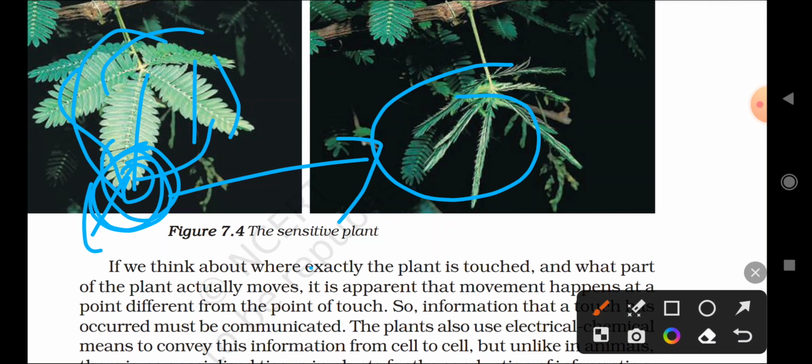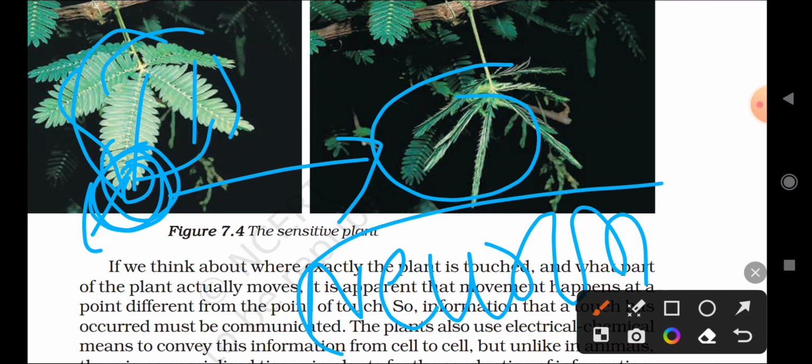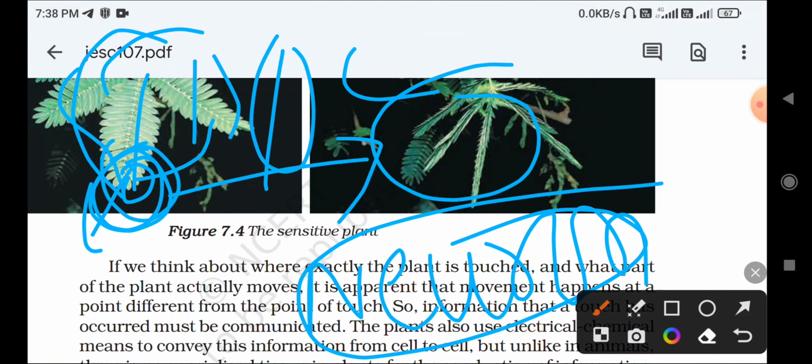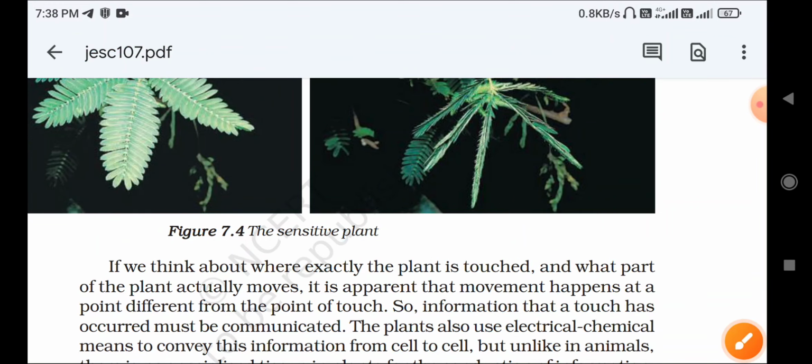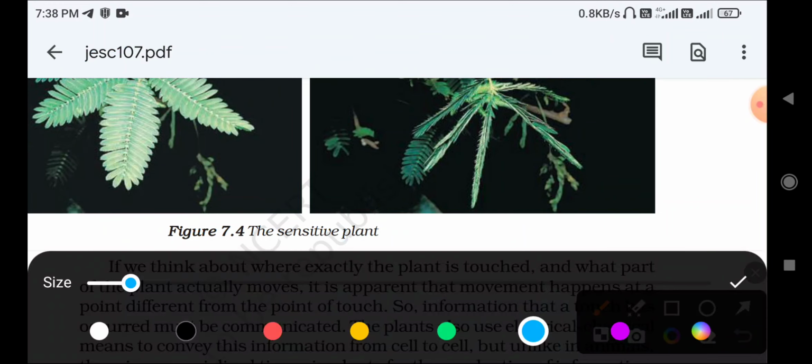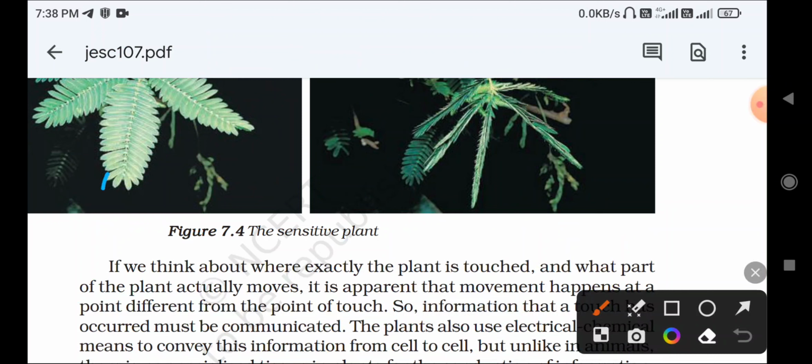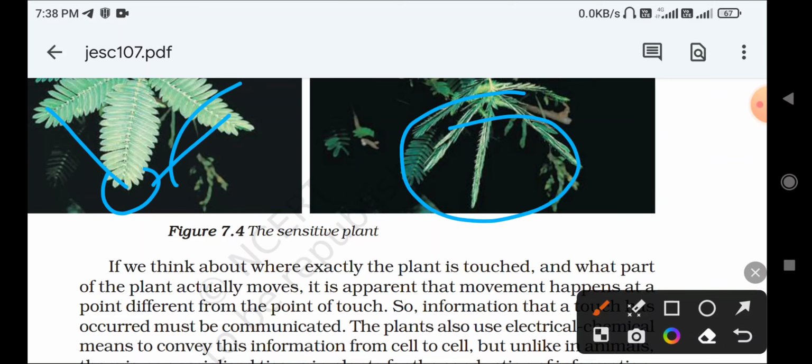In animals we can easily say it is by neurons, because the animal body has neurons and a brain, so information easily transfers from one cell to another or one part to another. But in the plant there are no nerve cells and no neurons. Then how do they transfer information from one point to another, from this leaf to that leaf? After receiving the information, they change like this.